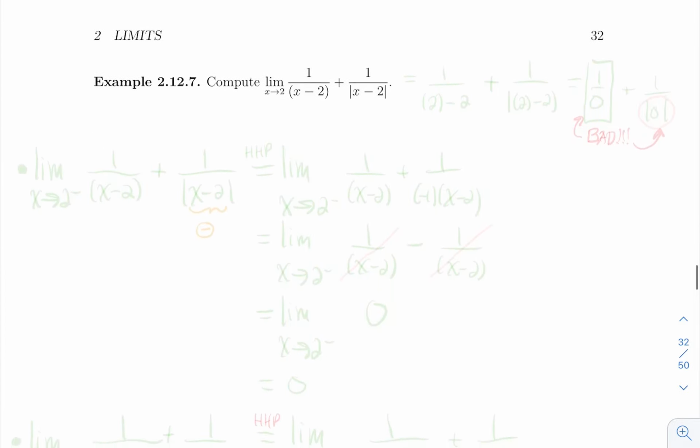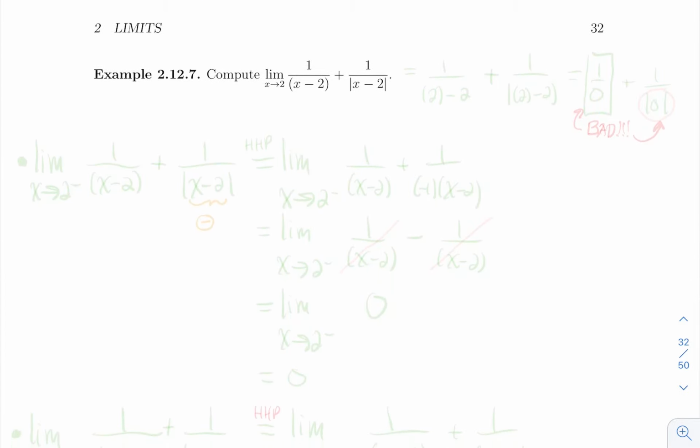All right, next example, we have to compute the limit as x approaches 2 of 1 over x minus 2 plus 1 over the absolute value of x minus 2. So the first thing, you just plug in 2, hope for the best, but brace for the worst. So here, 1 over 2 minus 2, plus 1 over the absolute value of 2 minus 2. What happens now? We have 1 over 0. That's already bad. And also, 1 over the absolute value of 0.